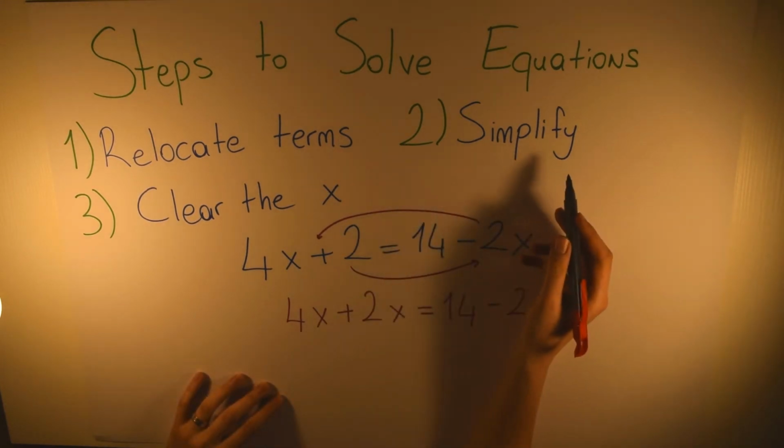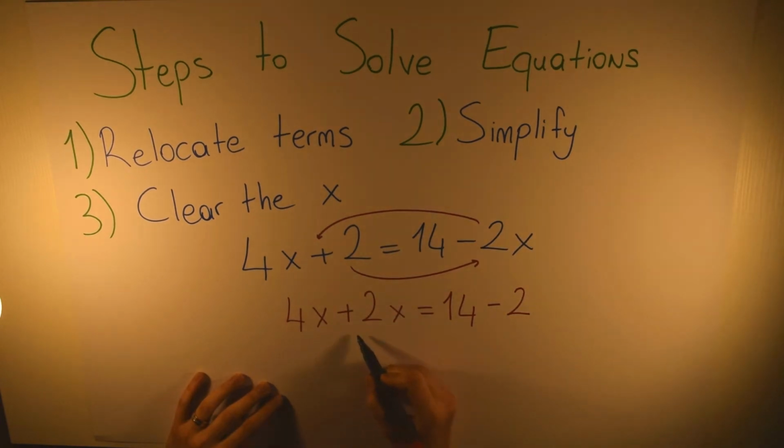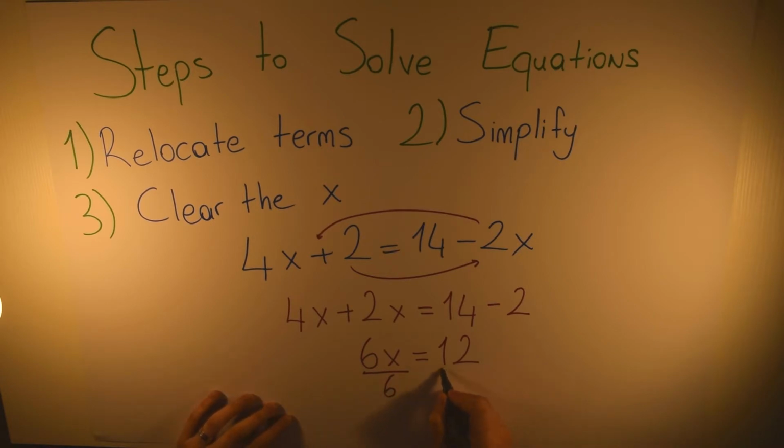To simplify them. How do I do that? Okay, let's find these two parts. Here I have 4x plus 2x, which is equal to 6x, okay, is equal to, I have here 12. So here, to get rid of this x, I have to divide this part by 6, which means I also have to divide this part by 6, right? So this is to simplify this equation.